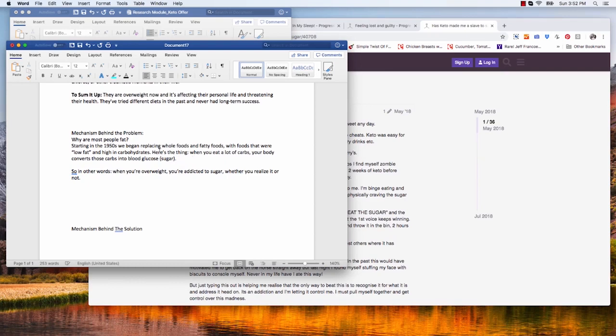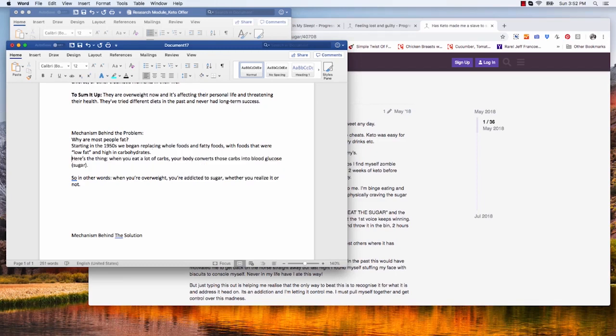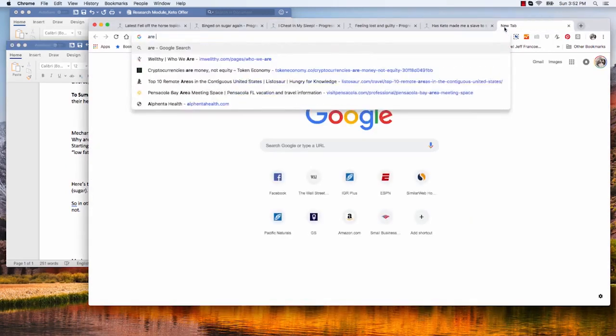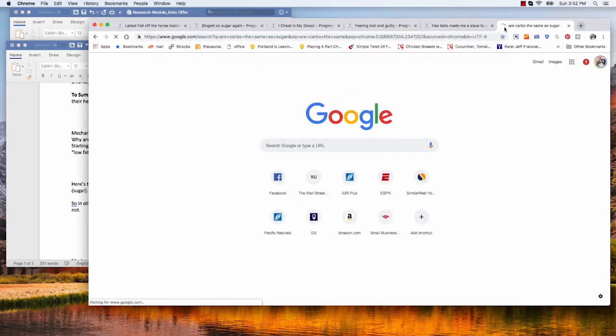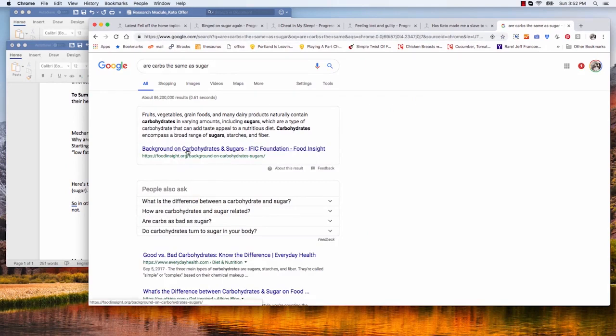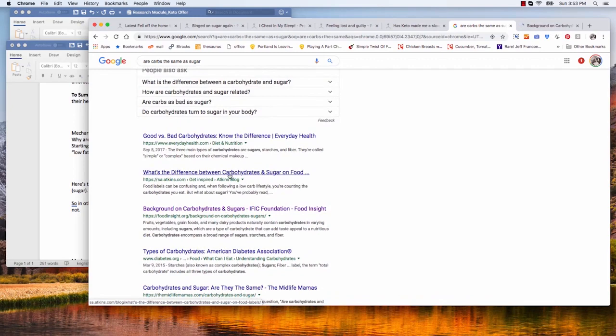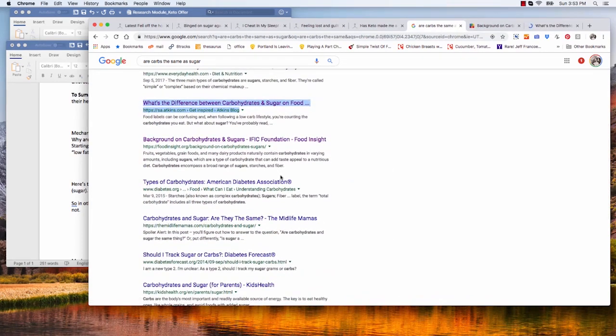I need to find something to show that carbs are the same thing as sugar. So instead of keeping it there, let's look and see if we can find something. Let's go like this: are carbs the same as sugar? Perfect. Thanks, Google, for reading my mind. You know what this organization is. Atkins might help because it's going to be friendly.